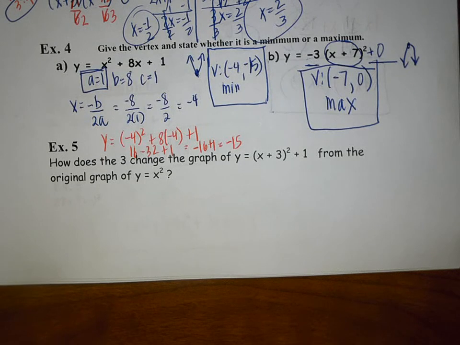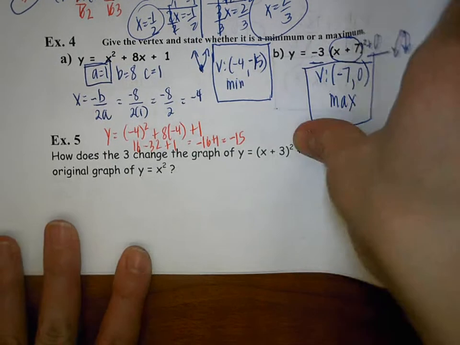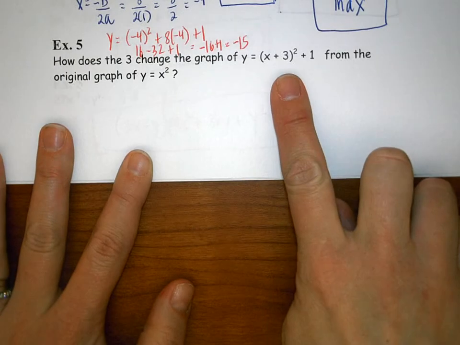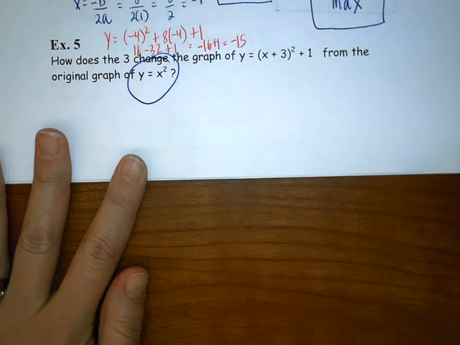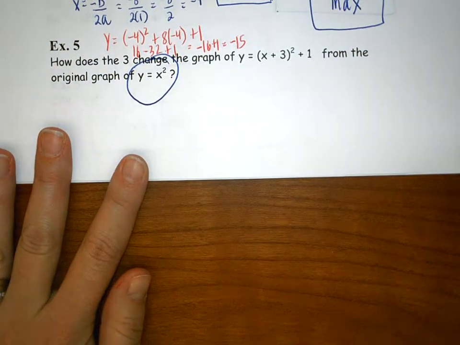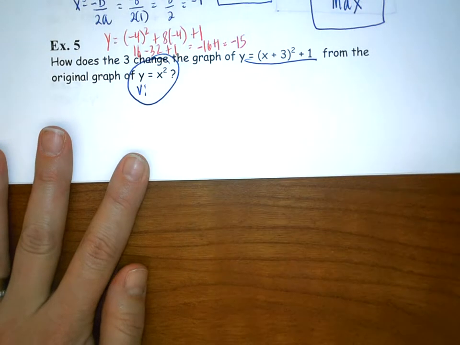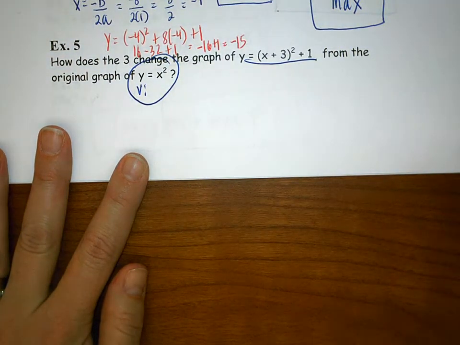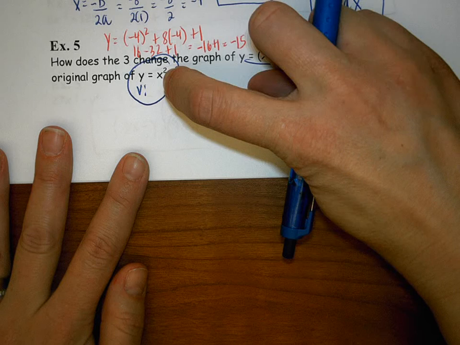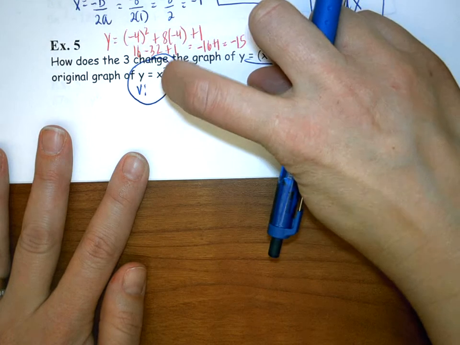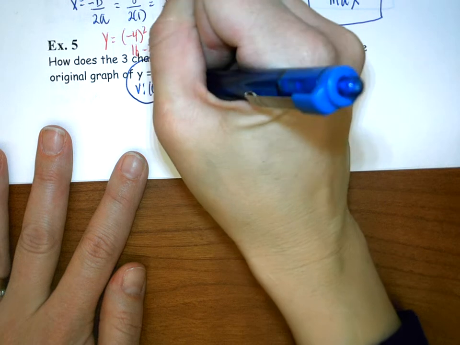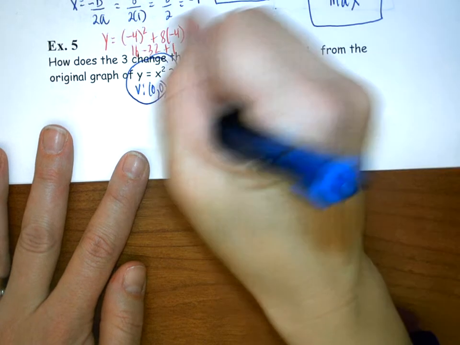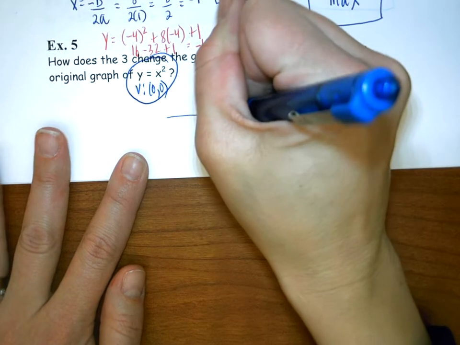Okay. Example 5. How does the 3 change the graph in here from the original graph here? So notice they're telling you that this is the original graph. And this is the new graph. What is the vertex of your original graph? It's 0, 0. See how nothing's with the x squared? Like nothing's adding or subtracting and making it a square. So the x value is 0. Nothing's being added at the end, so the y value is 0. So if I were to graph this, this original vertex is at 0, 0.